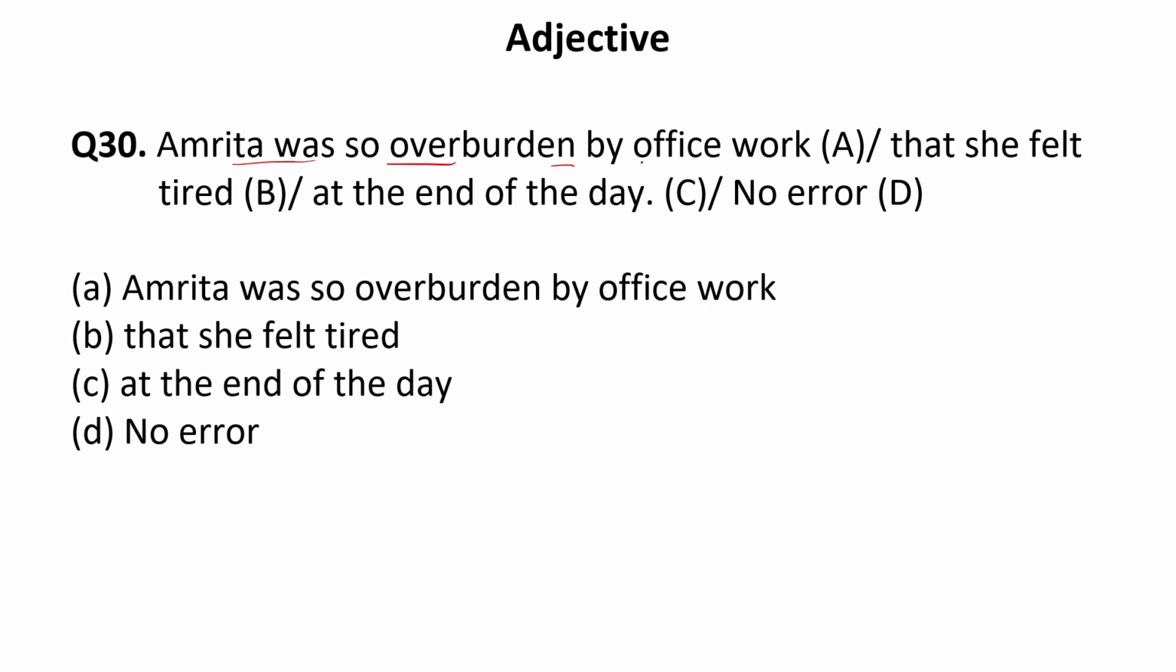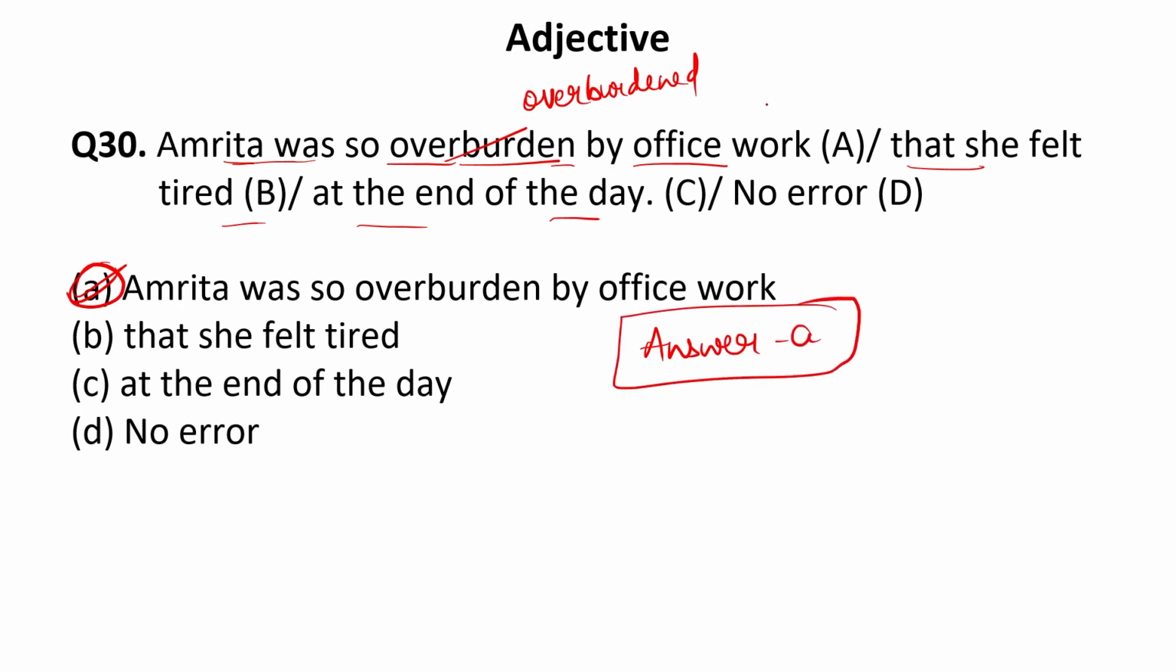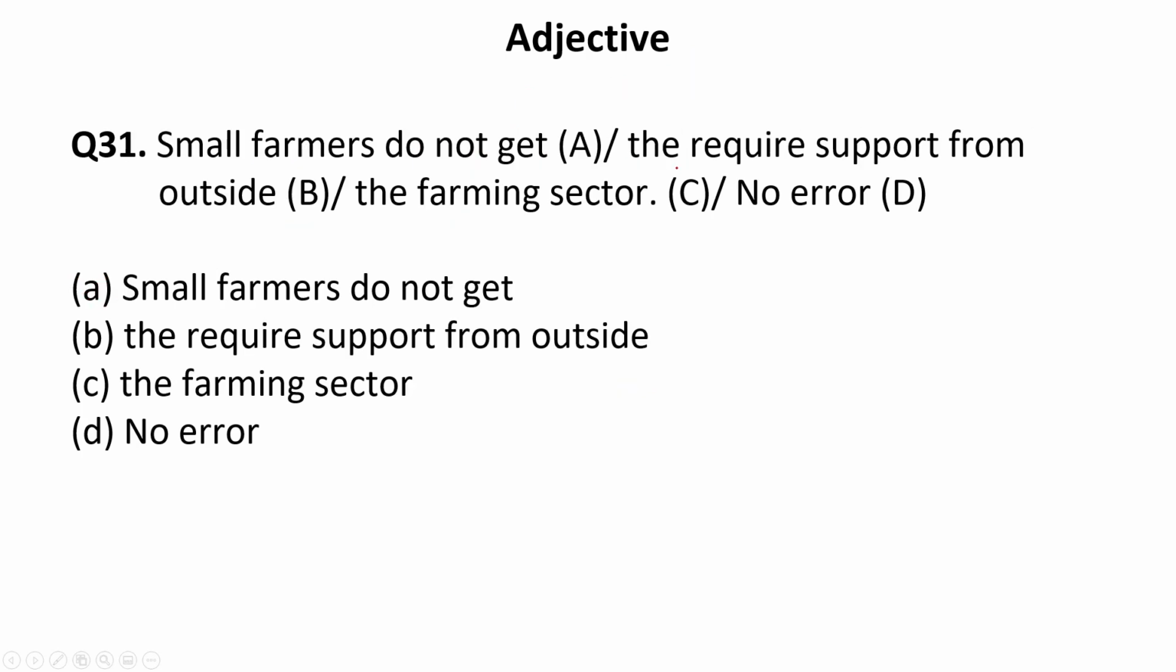Now, let us move to the next one. Amrita was so overburdened by office work that she felt tired at the end of the day. So, it should be overburdened, not burden. So, in this sentence, this word overburden should be replaced with overburdened, because we need a participle to modify or to qualify this Amrita noun. So, error is in part A, so our answer is A. The correct sentence will be Amrita was so overburdened by office work that she felt tired at the end of the day.